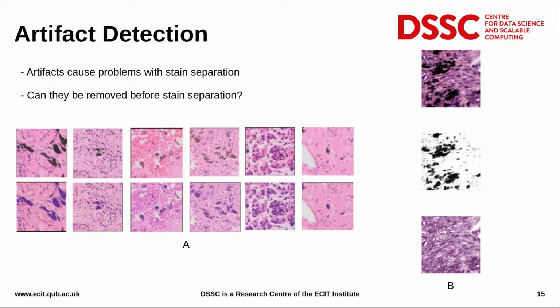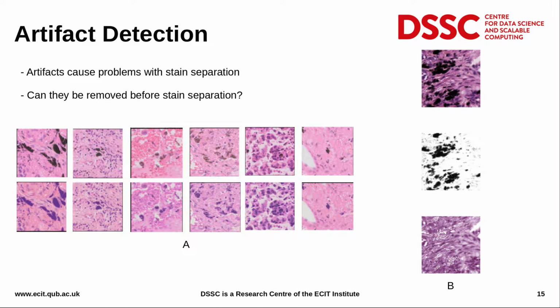The second aspect of our work focuses on artifact detection in hematoxylin and eosin images. In Figure A, we can see the reconstruction produced by a non-negative matrix factorization-based stain separation method in the presence of artifacts. The artifacts have been mapped to the hematoxylin's purple. In a cell counting task, these artifacts would lead to inaccurate results.